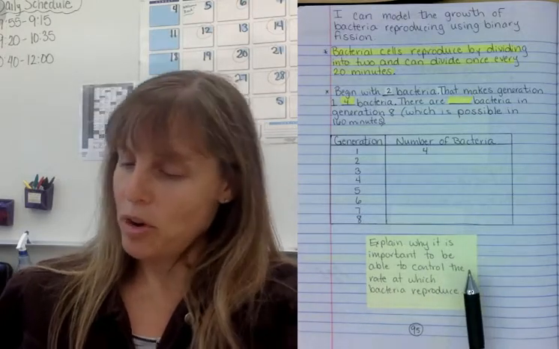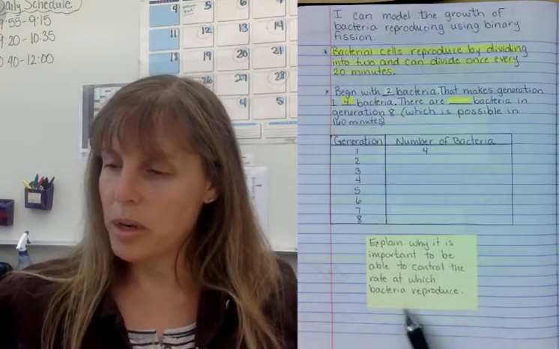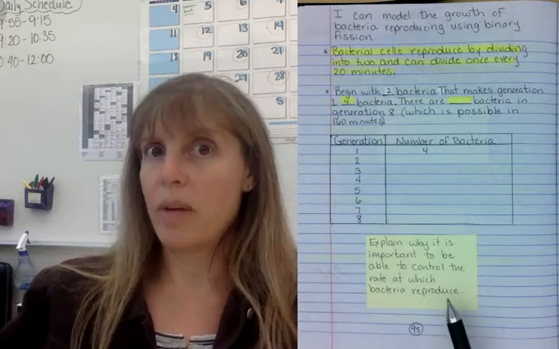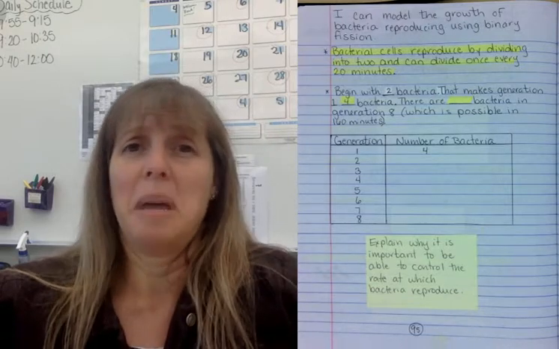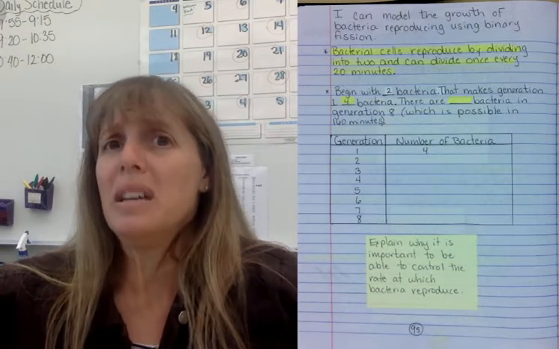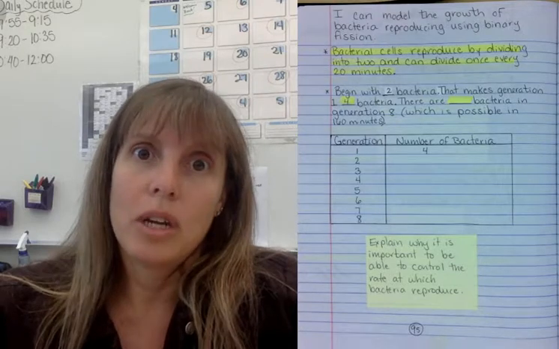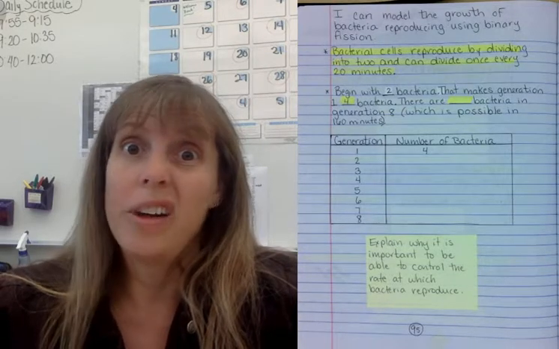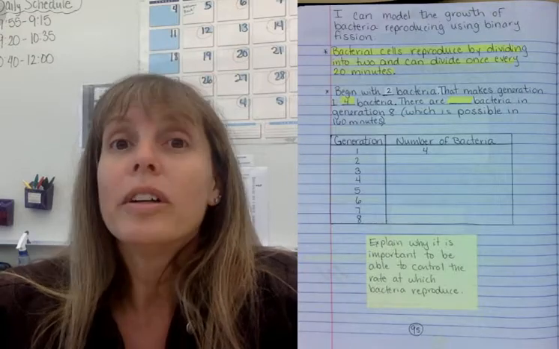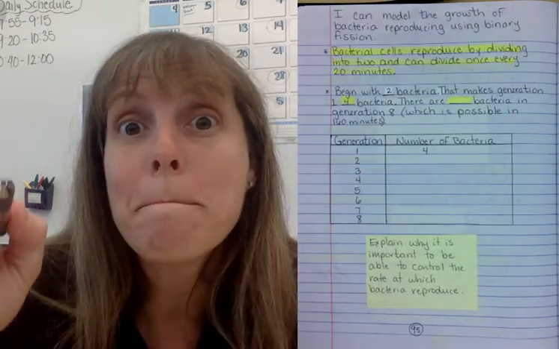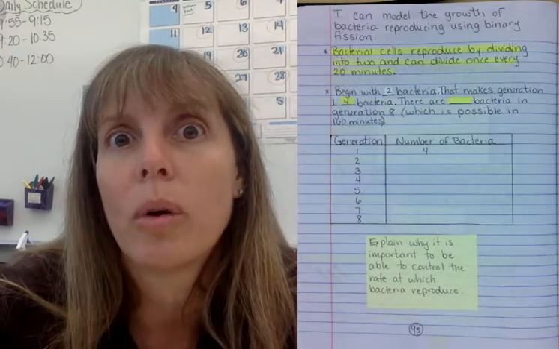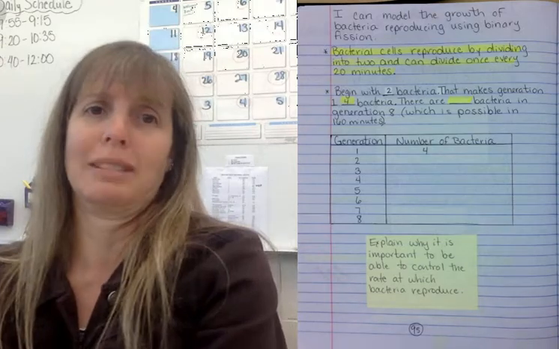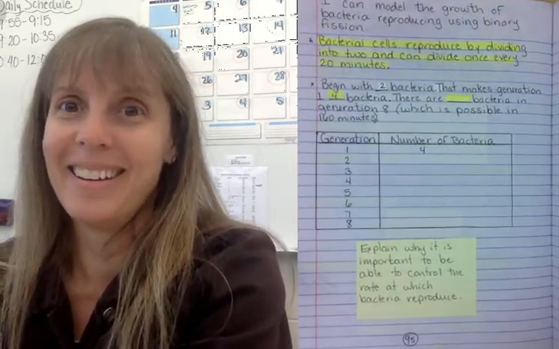So on the bottom of notebook page 95, I want you to explain why it's important to be able to control the rate at which bacteria can reproduce. Now right now you're probably like, oh, there's bacteria in my body, ew. Yeah, there is, tons of it, trillions of them right now on your hands and your elbows and in your mouth. There's more bacteria in your mouth than there is the population of humans in the entire world. Gross! But awesome.